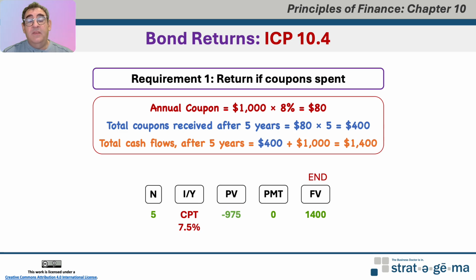To determine what our return is, we can just use our calculator and enter 5 N, 975 plus minus PV, because that's what the price of the bond is when we purchased it, 0 PMT, because those coupon payments are not reinvested. And then the future value is $1,400, which is the sum of the uninvested coupons plus the face value. If we compute I/Y, 7.5%.